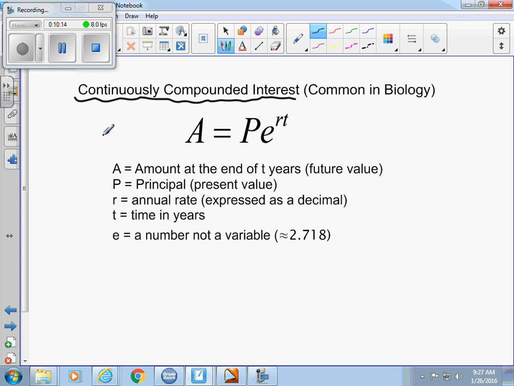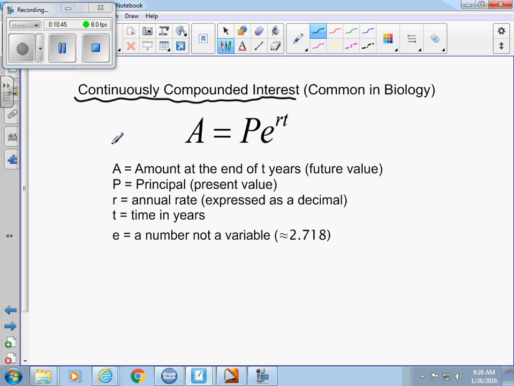The PERT formula is mainly used in biology problems. Every now and again, textbooks will make you do it with money. My accountant husband hates it when they do that because he says no bank ever uses continuously compounded interest for money. It doesn't happen. And he is probably right on that because he knows much more about that than I do. But textbooks will occasionally ask you to use it for money, but the only way they will is when they say continuously compounded.